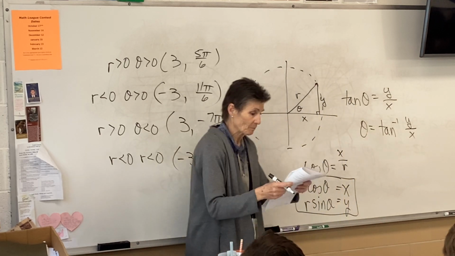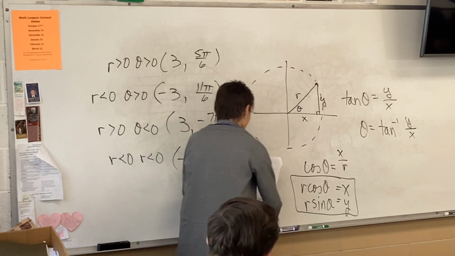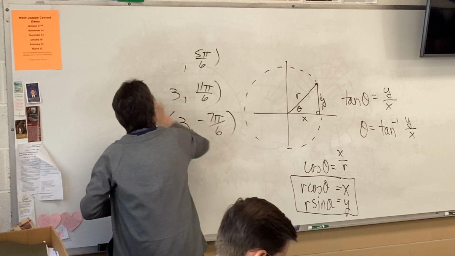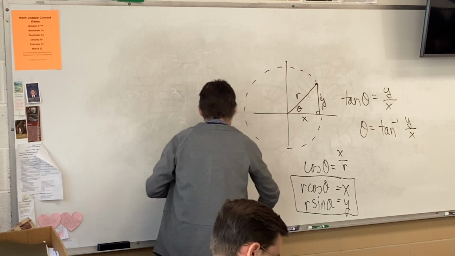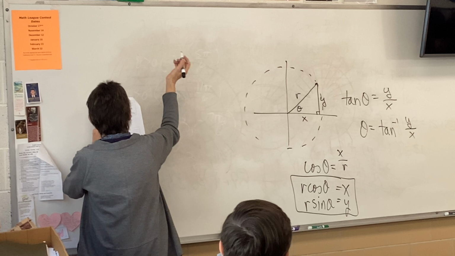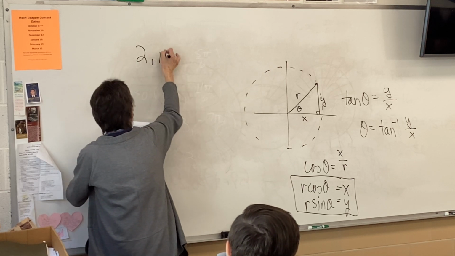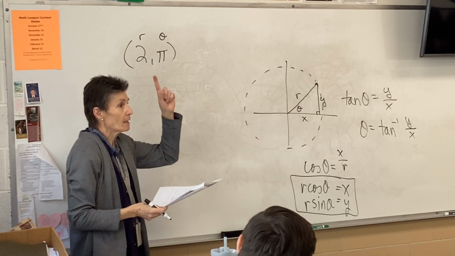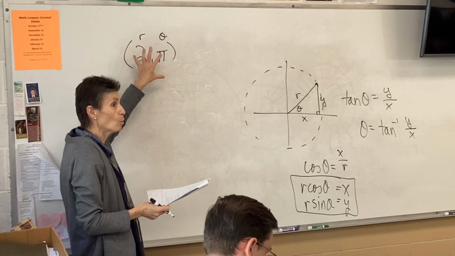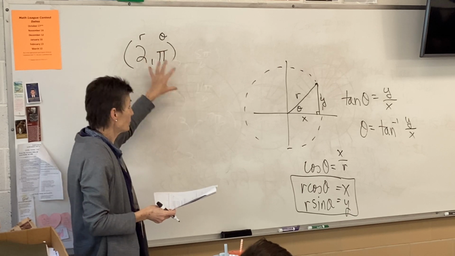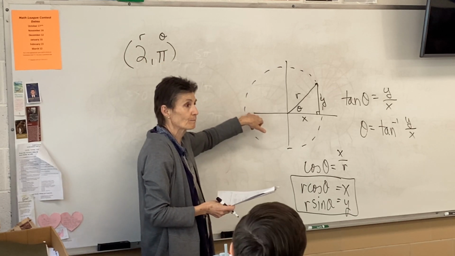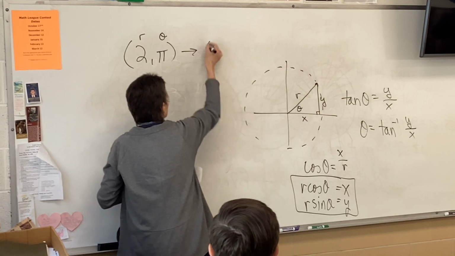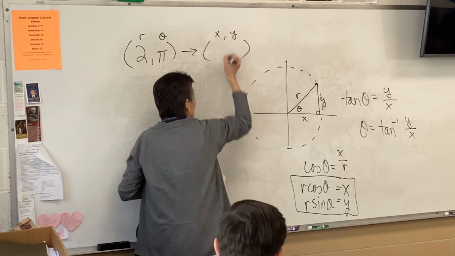Example 4. Convert the following points from polar to rectangular. You can certainly draw a picture of this if you wish, but you don't need to. You have been given an R and a theta. This is a polar coordinate pair. So you could plot it, it would be right over here, right? You want to change that into X and Y.